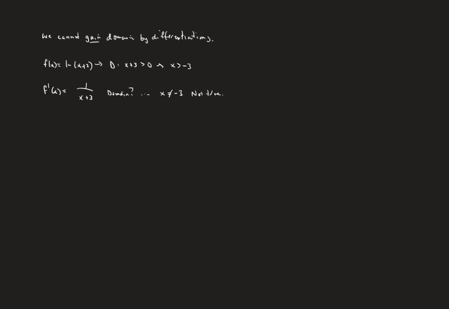So we couldn't use -3 in the original function. That is still excluded here, and we can't somehow get all those numbers to the left of -3 like this might lead us to believe. So instead, our domain is still going to be x greater than -3. It remains what it was before in this case. Okay, very good.